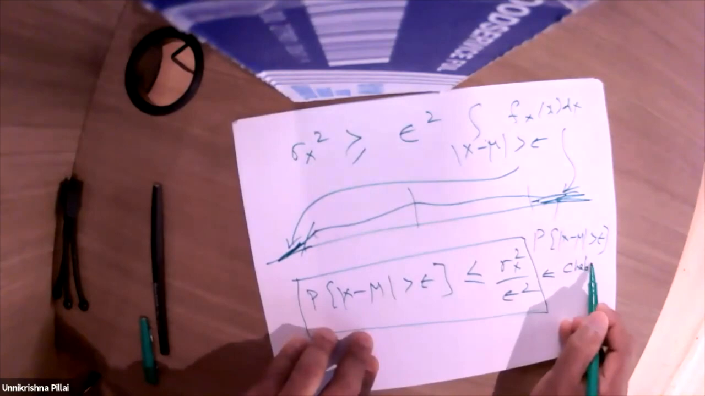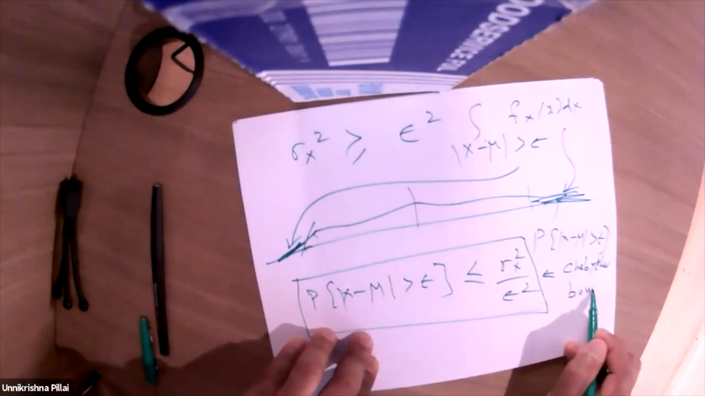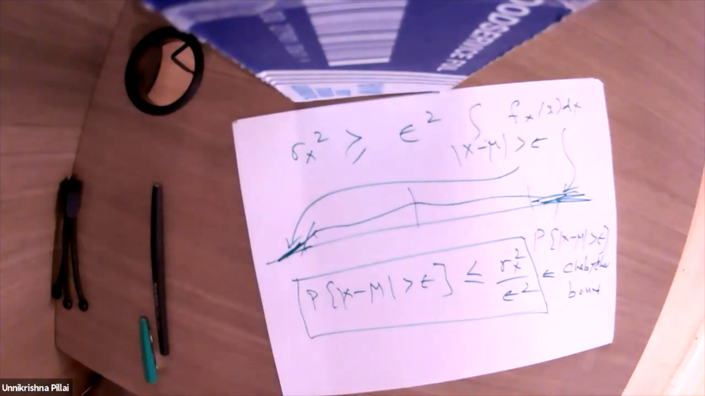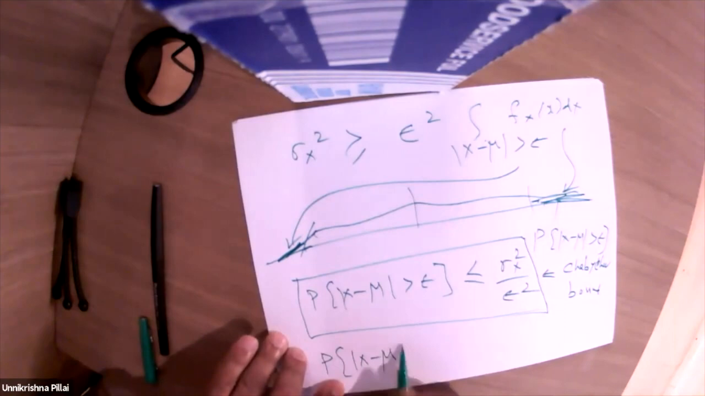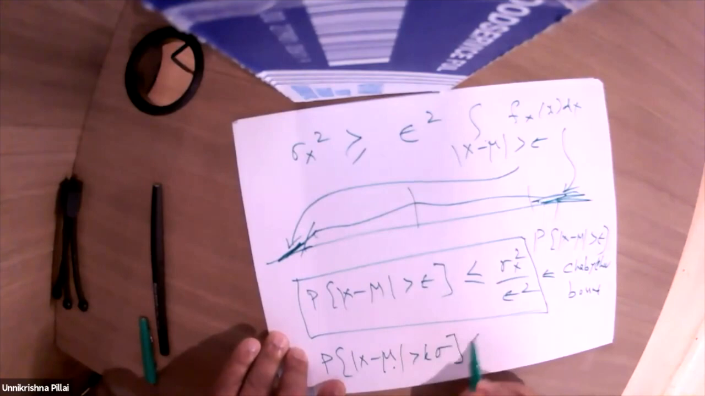So what's the big deal here? The big deal is you didn't even know which density, this is good for all density functions, that's the interesting thing. Look at what I'm saying: the probability that the random variable will exceed the mean by k sigma is less than or equal to sigma squared over k squared sigma squared. Sigma squared cancels, you get 1 over k squared. So look, here is the theorem.